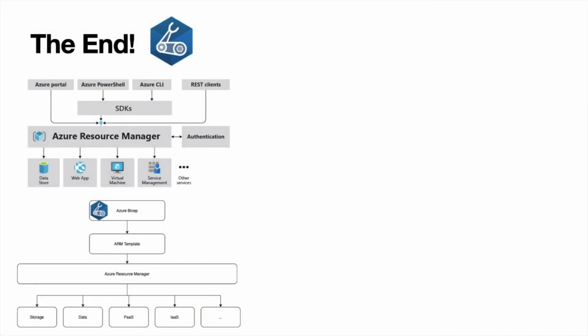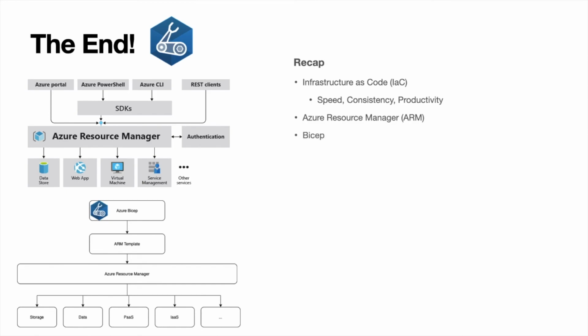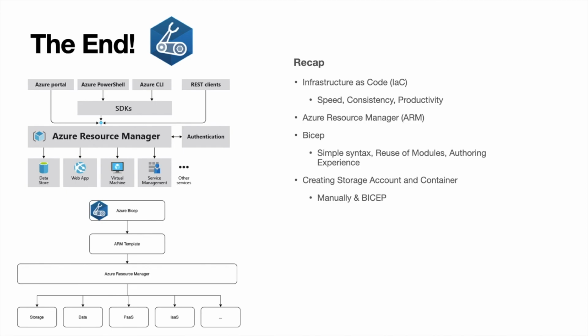We are now at the end of episode 1 of our Bicep series. So let's quickly recap. We spoke about infrastructure as code and how it gives us speed, consistency, and productivity. We spoke about Azure Resource Manager. We also touched on templates. We spoke about Bicep and the benefits it gives us, like the simple syntax, the reuse of modules, and the authoring experience that we get out of it. We also created a storage account and container manually and using Bicep.